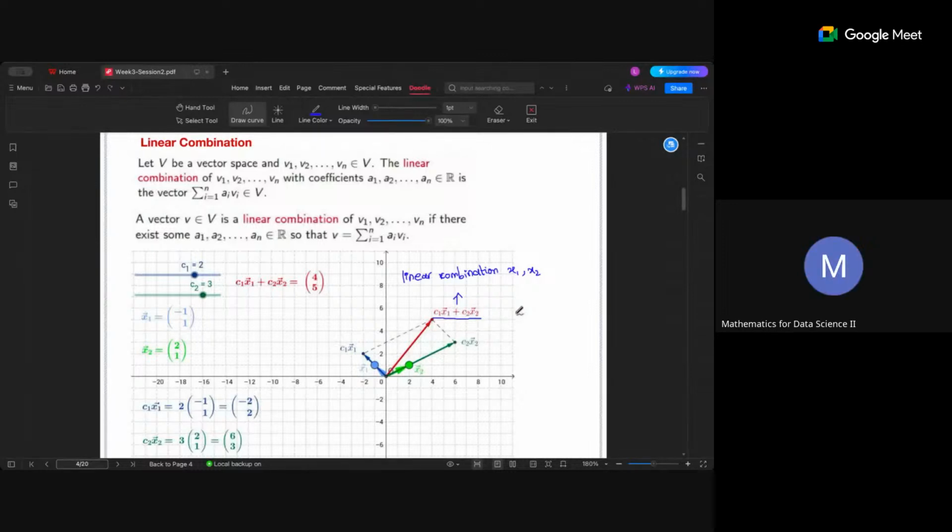What is the definition of linear combination? First, I will tell you the definition of linear combination of one vector. What can you tell me? What is a linear combination of one vector?